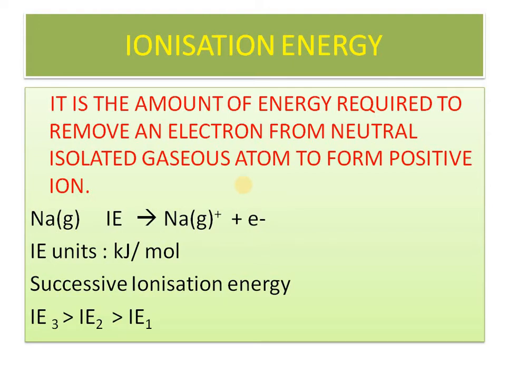If you want to remove one more electron, in this case of Na plus it is not possible, because it is very difficult to remove an electron from a stable electronic configuration. But if you talk of aluminium, you have 3 valence electrons: the first can go, the second can go, the third can go. This way we talk of successive ionization energy. Successive ionization energy IE3 would be greater than IE2 and IE1. All these factors depend on the electronic configuration, the shielding effect, the screening constant, the nuclear charge, and the atomic size. All these factors decide the ionization energy.